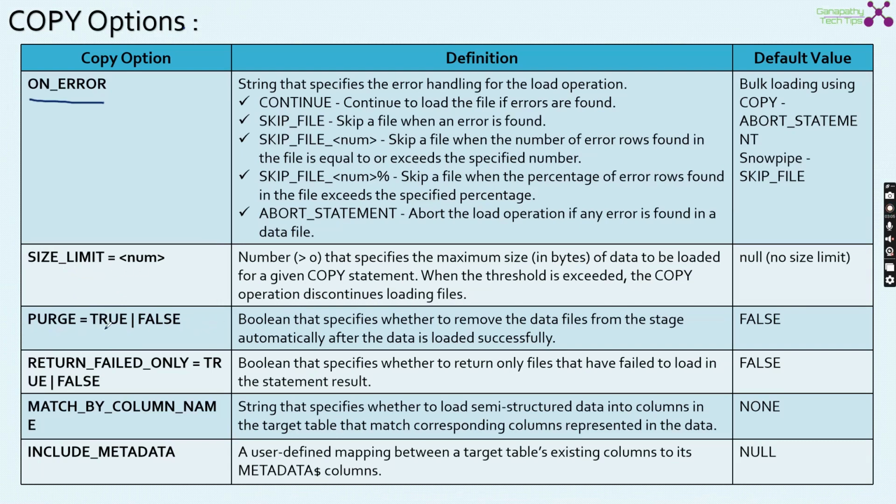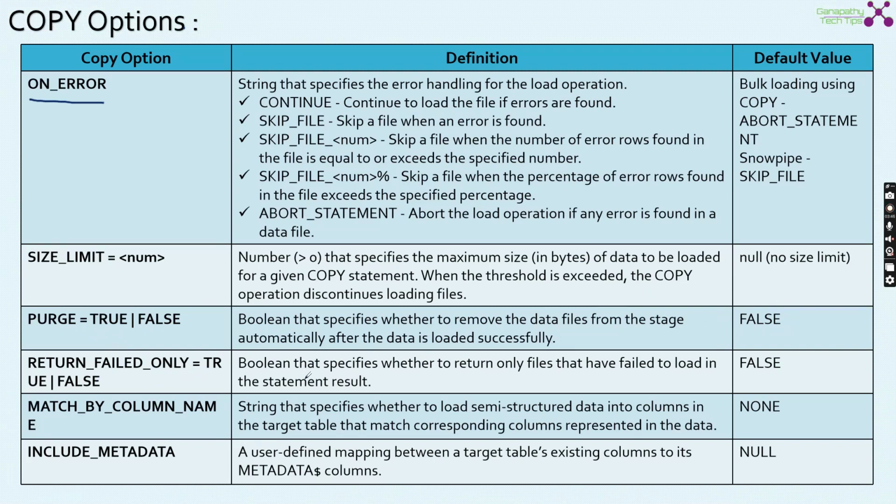Purge equal to true or false. Again an interesting parameter. Boolean, meaning binary, which is true or false, that specifies whether to remove the data files from the stage automatically after the data is loaded successfully into the Snowflake tables. So if you are loading the data using the Snowflake stages, it is good to remove the data from the stage once the data got loaded into the Snowflake tables. That is part of the best practices from Snowflake. So this command will help you to do that using purge equal to true, but the default value is false, meaning what? It will not remove the table files from the stages.